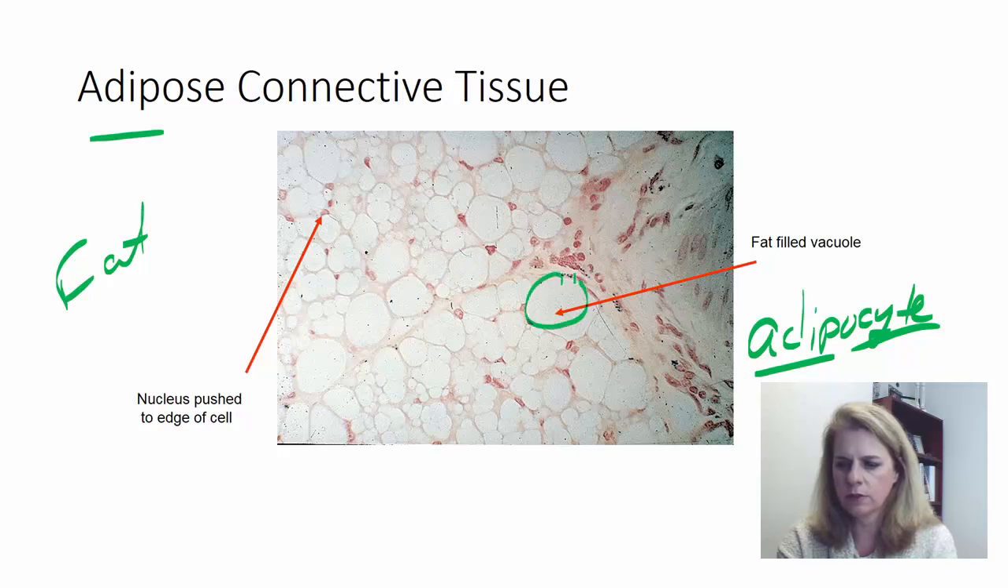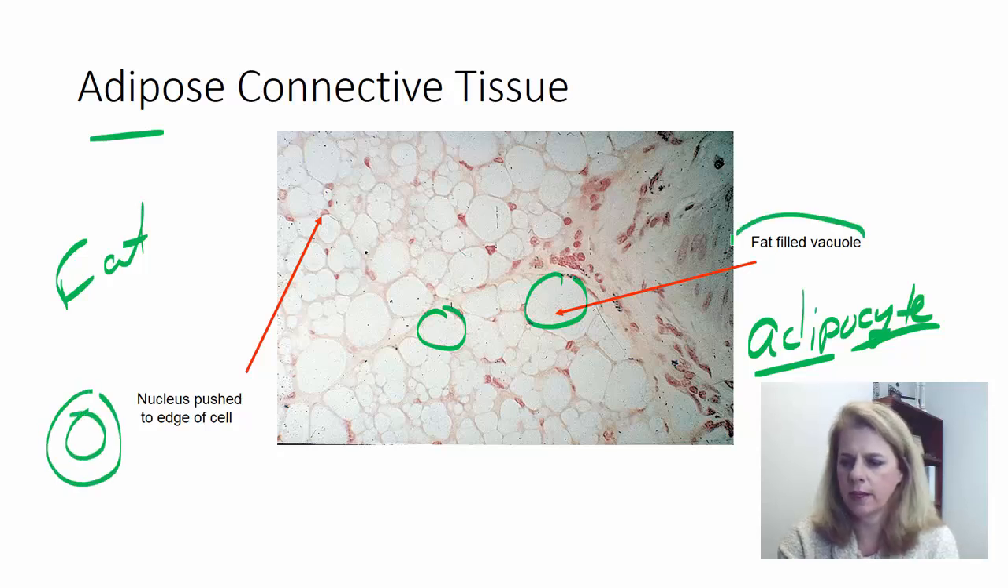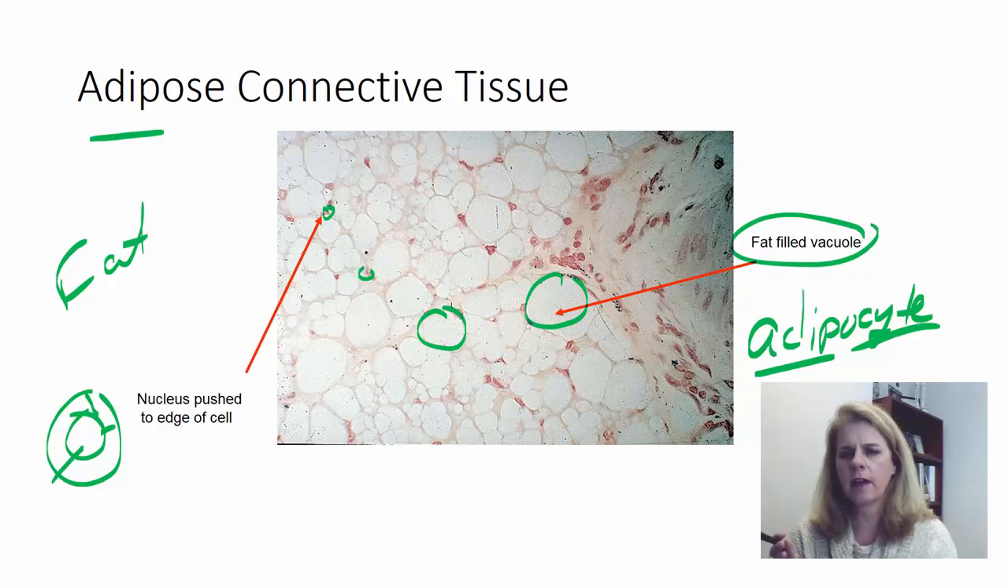When you look at this tissue, you'll see these big circles. And these are the cells. You've got a cell, and it's got a big fat bubble in the middle of it. That's what you're looking at, a big fat-filled vacuole. As this big vacuole full of fat expands, it gets larger and larger, it fills up the whole cell, and it will actually push the nucleus to the side. So these little dark spots are the nucleus that's been pushed out to the very side because the cell is full of fat.